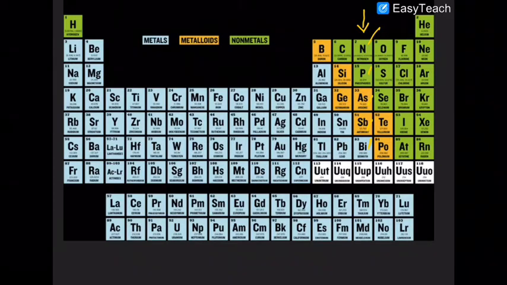These elements have very important properties. These elements are sometimes also referred to as pnictogens, because suffocating types of compounds are able to form from them, so they are called pnictogens.